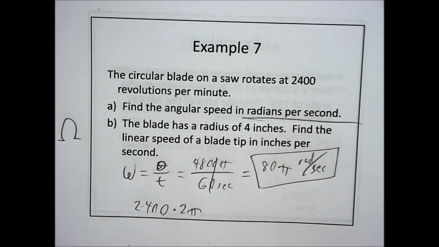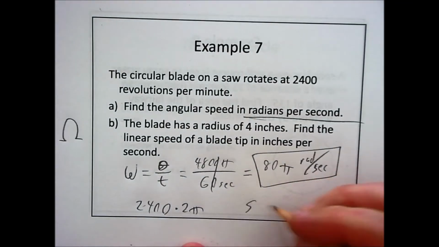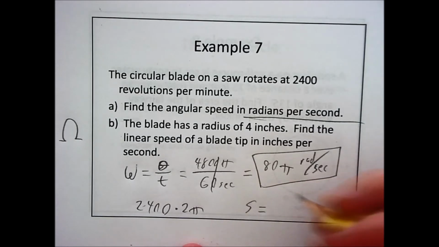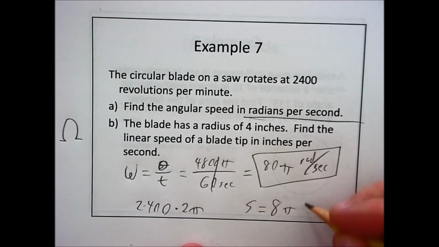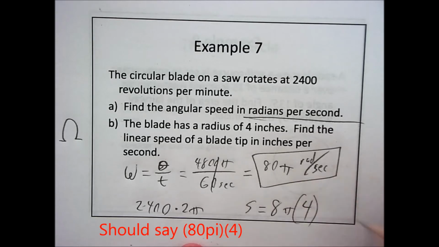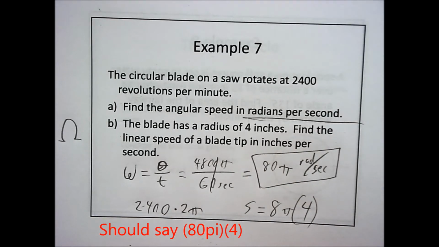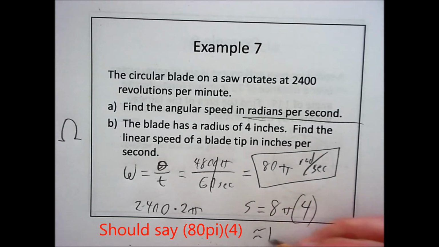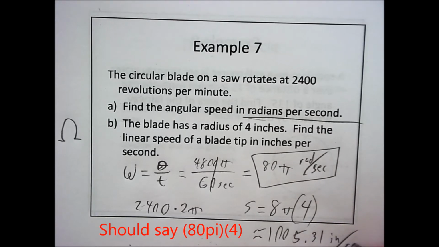For the actual linear speed, I need to figure out how far it actually travels along that outside. So I'm going to take that 80 pi radians times, and I'm going to generate the arc length for this, the radius, so 4. Multiply those out, you end up with approximately 1005.31 inches per second.